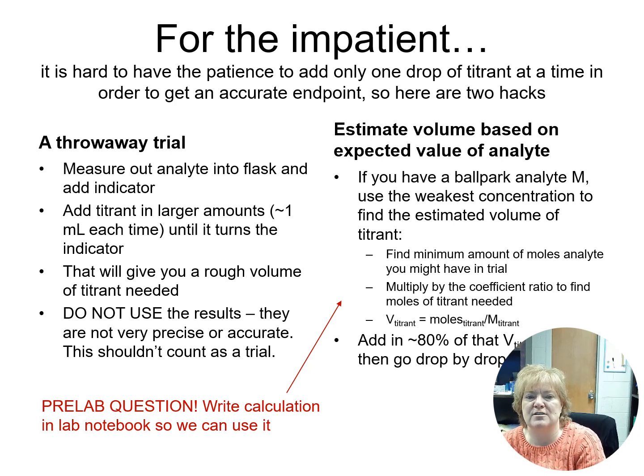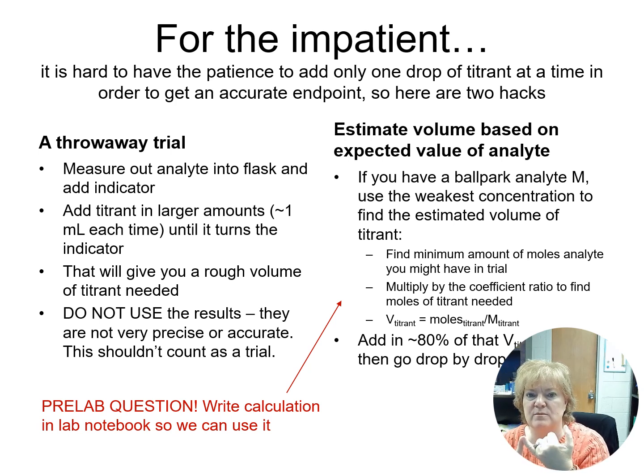The other thing I can do is use a little bit more math. I can get closer than just between 10 and 11 if I know approximately the concentration of my analyte, or something about my analyte. So let's say I know it's approximately 0.2 molar. I can use the weakest possible concentration to find an estimated volume. In other words, let's assume it is 0.2 or 0.18 molar or whatever it is. I'm going to find the minimum amount of moles I would need to react with what I have in the flask.